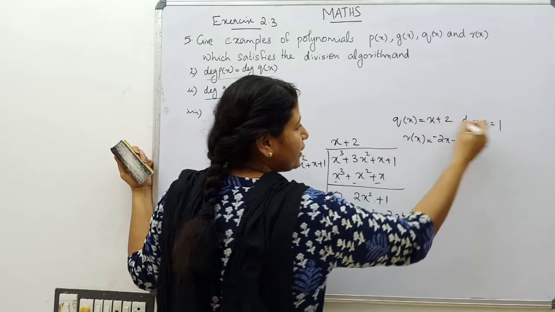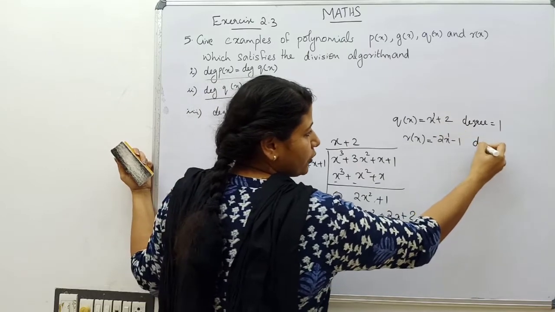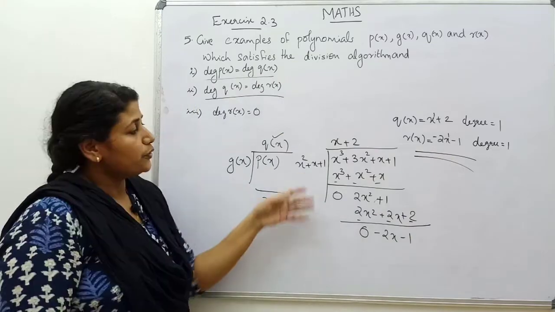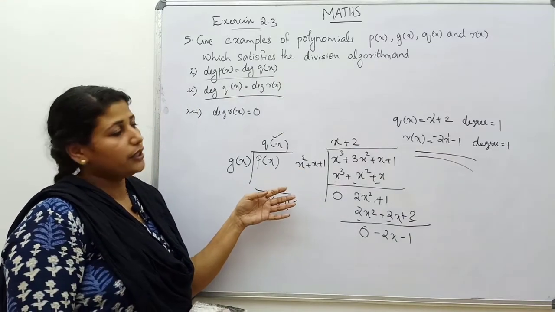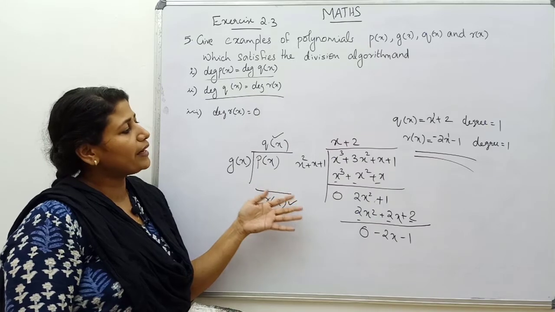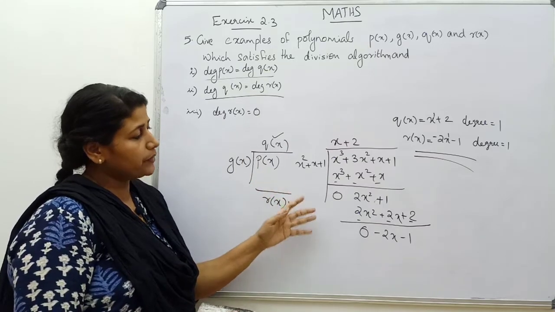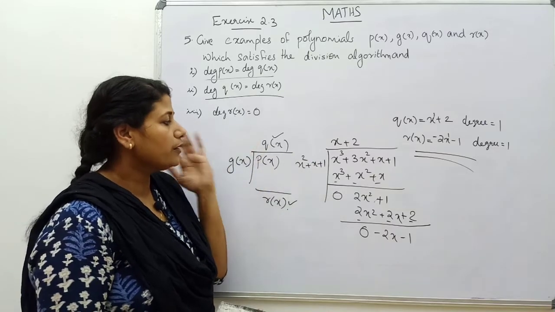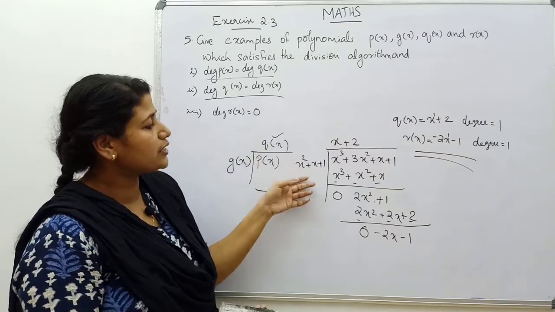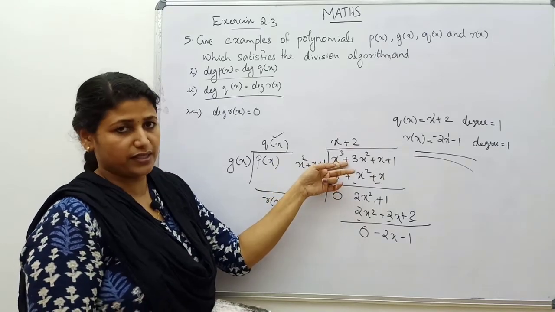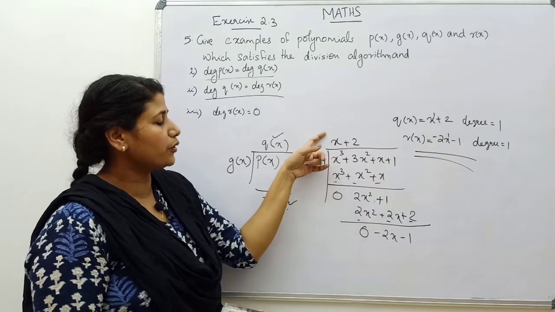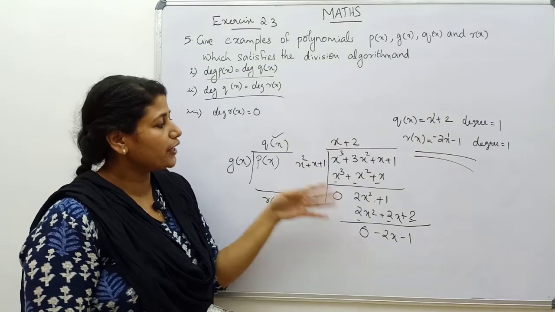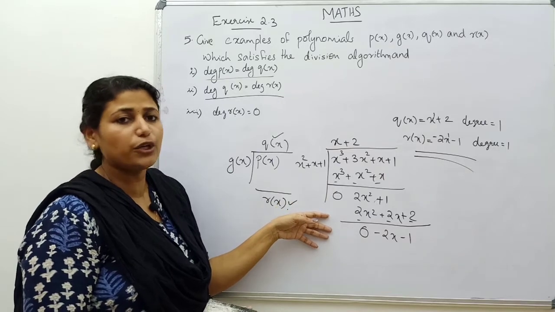Degree of Q of x is 1. The highest power is 1. Here also the degree is 1. So you got the polynomial just like this. So what you have learned from this example: you can take any polynomial of any degree as you wish, no problem. But if you are considering any divisor for this, you have to keep in mind that its degree should be less than the degree of this P of x. Okay, so do it by yourself with other examples, then only you will understand.